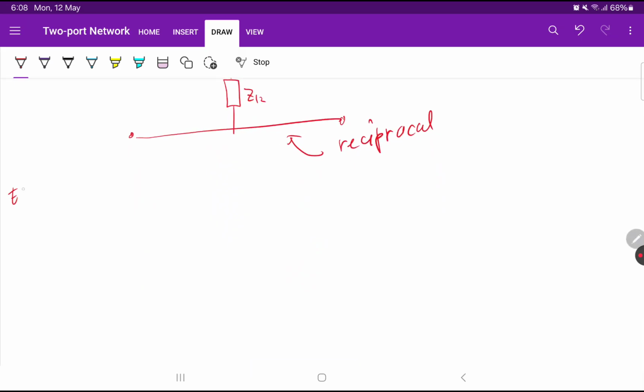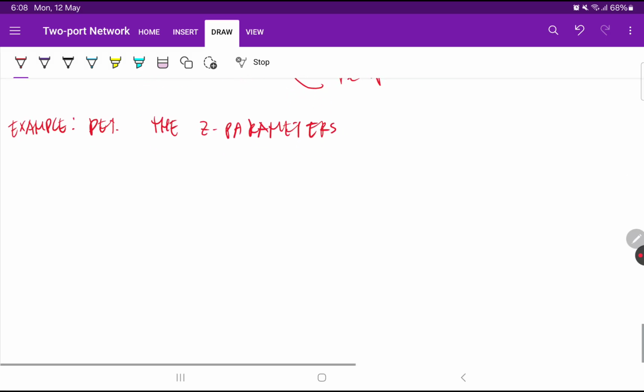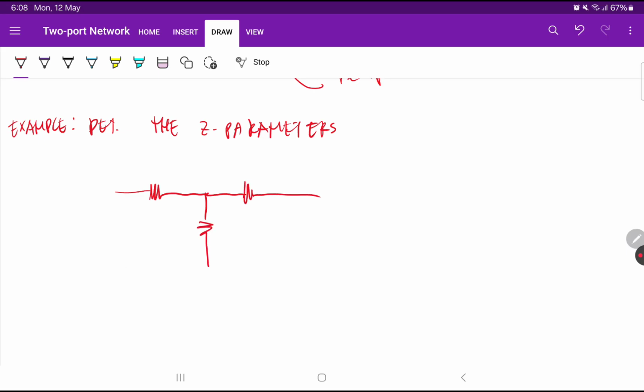Example. Determine the Z parameters of the circuit. So let's take a simple T network circuit. Just a resistor T network here. So this is a two-port network. Let's use 200 ohms for this one, 300 ohms for this one, and 400 ohms for this one.